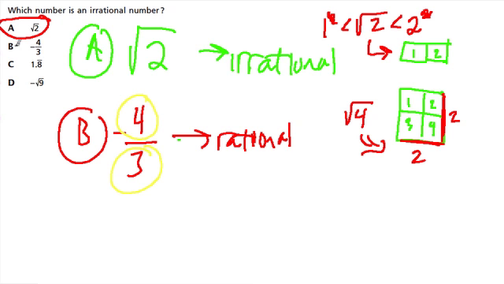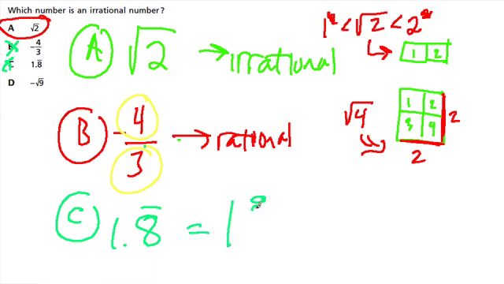Okay, C, they gave us 1.8 repeating. Well, that equals 1 8/9. Because here, even though our decimal never ends, our decimal repeats. And if there's some repeating pattern, then the decimal they're giving you is rational.